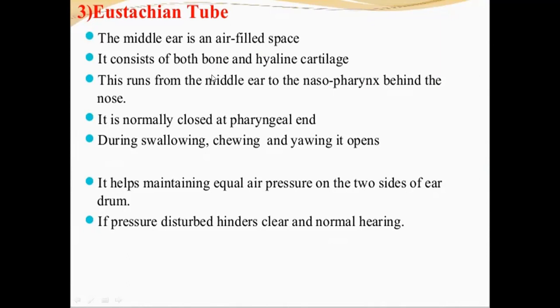The eustachian tube or pharyngotympanic tube connects the nasopharynx to the middle ear cavity, and actually it balances the amount of air on each side of the tympanic membrane. It runs from the middle ear to the nasopharynx behind the nose.